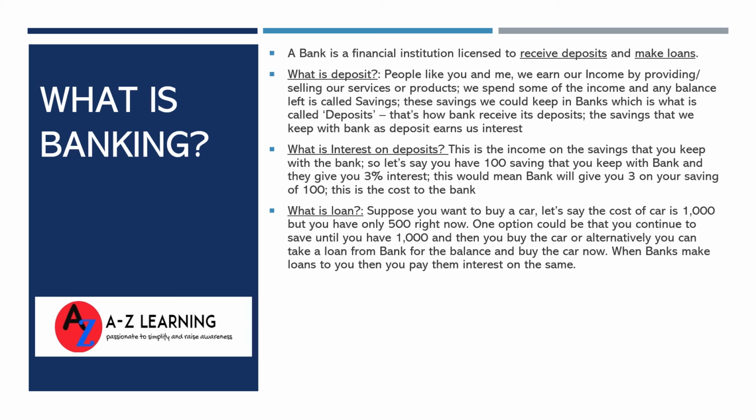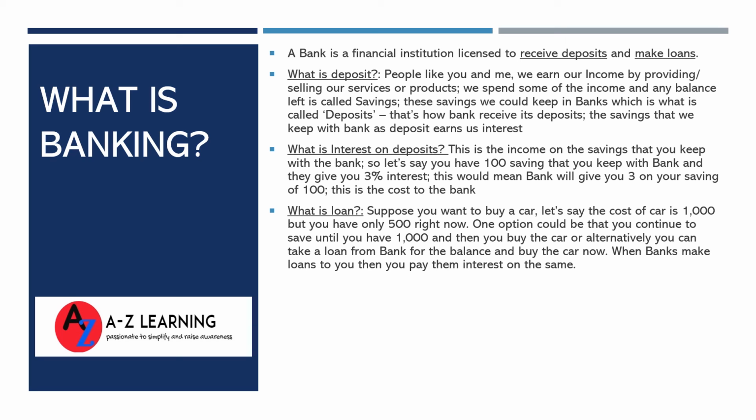So there is one way that you can continue to wait and continue to save until you have got the full 1000 rupees and then buy the car, which could take 1 year, 2 years, or whatever. But the other option could be that you have got 500, and the car costs you 1000 rupees. So the balance 500 you can borrow from the bank. And when you borrow money from the bank, the bank is doing nothing but making a loan to you.